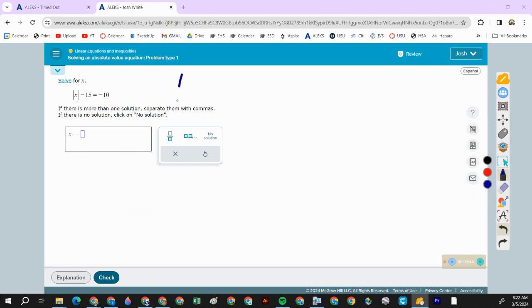But if I had the absolute value of x plus 2 is equal to 1, when I move that 2 over, I get the absolute value of x is equal to -1, and that can't happen. There is no number that is -1 units away from 0. So that would be no solution.